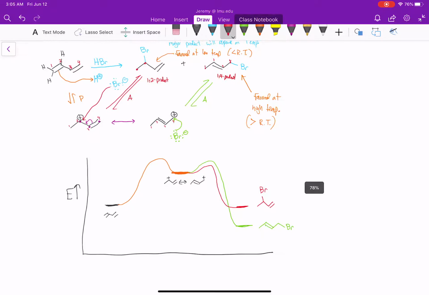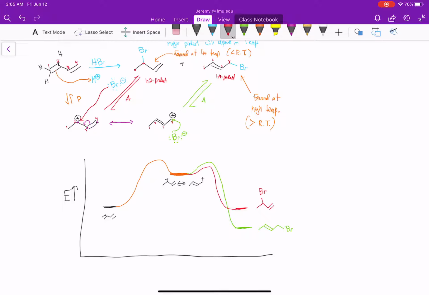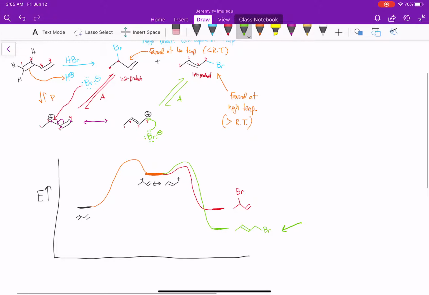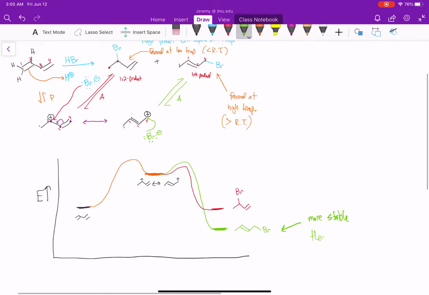Okay, so what we should notice here is, why is the green product formed at high temp? This product is more stable. And the product that's more stable is called the thermodynamic product. The thermodynamic product is the product that's more stable. That's the definition of that.